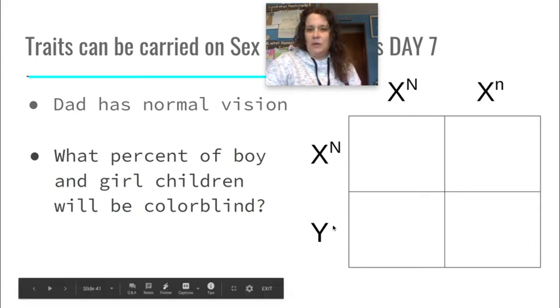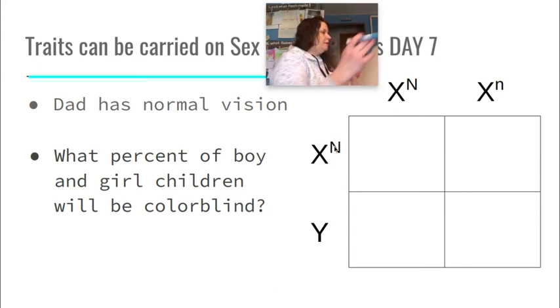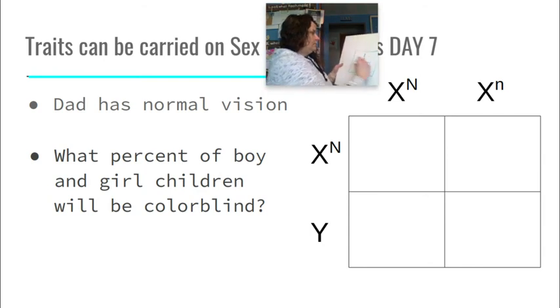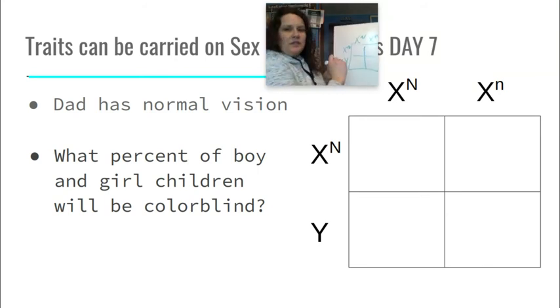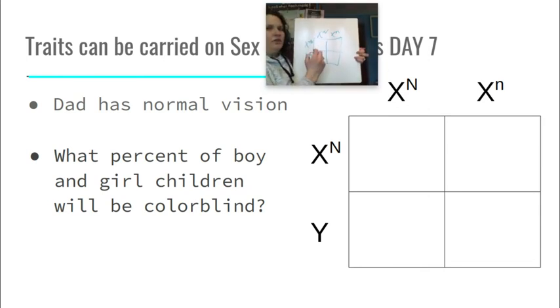So we will not be writing any of these superscripts with the Y, only with the X chromosomes, only with the X. So then it says, what percentage of boy and girl children will be colorblind? Okay. So dad has normal vision, capital N there. If you fill this in, so X big N, X little n, X big N, Y. Just like before, you just fill it in.